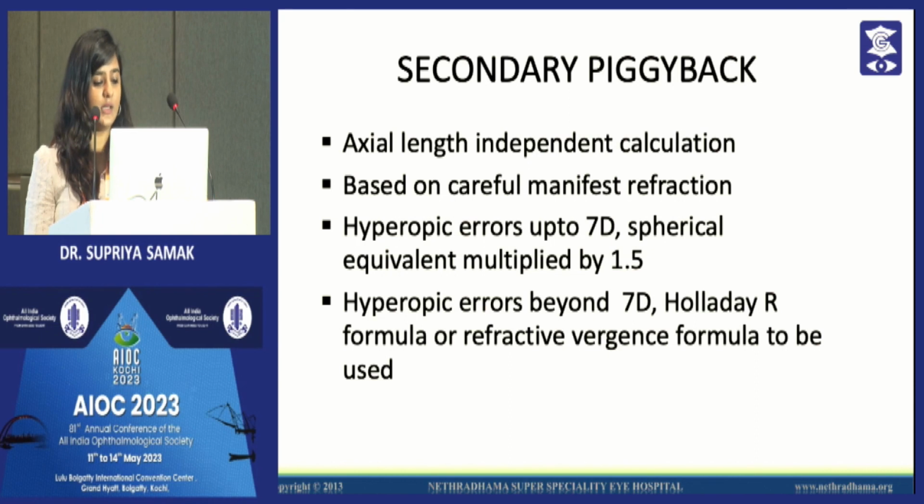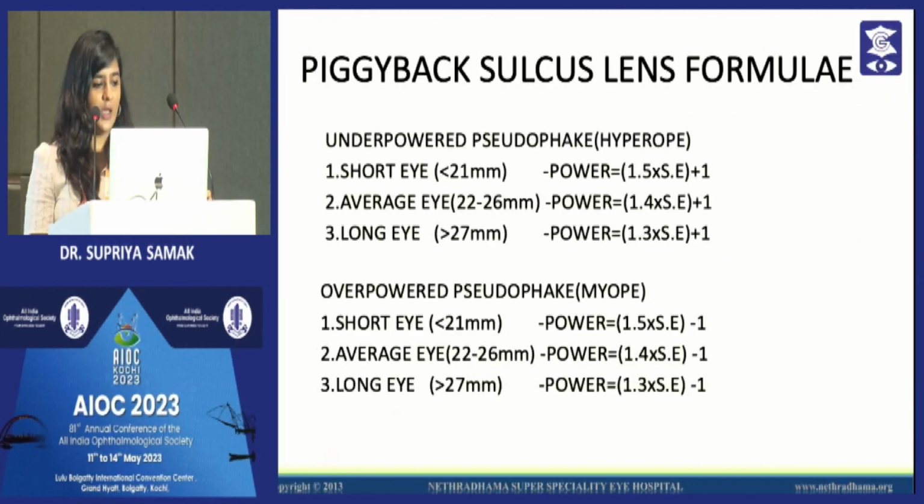So for hyperopic errors of up to 7 diopters, the spherical equivalent that you refract and see is multiplied by about 1.5. And for beyond 7 diopters, Holladay R formula or refractive divergence formula can be used. Now coming to the piggyback sulcus lens formulae, there are two categories. The patient can either be an underpowered pseudophakic, which is a hyperopic residual refractive error, or an overpowered pseudophakic, which gives you a myopic refractive error. So based on how long the eye is, short eyes, average eyes, and long eyes, there are some different modifications for this spherical equivalent into 1.5.